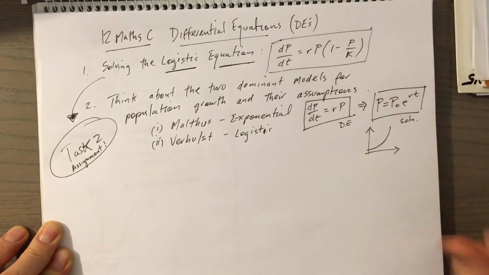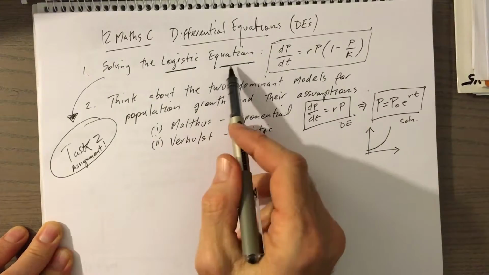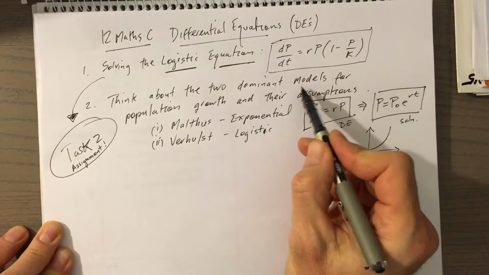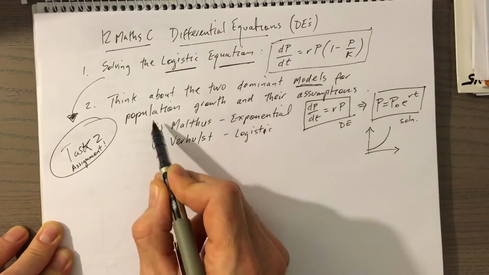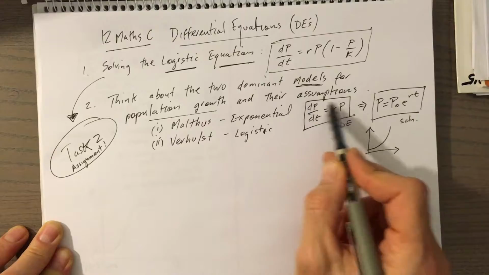So this lesson right now will focus mainly on that, but we'll also have a talk about two of the dominant models for population growth and the assumptions around those.